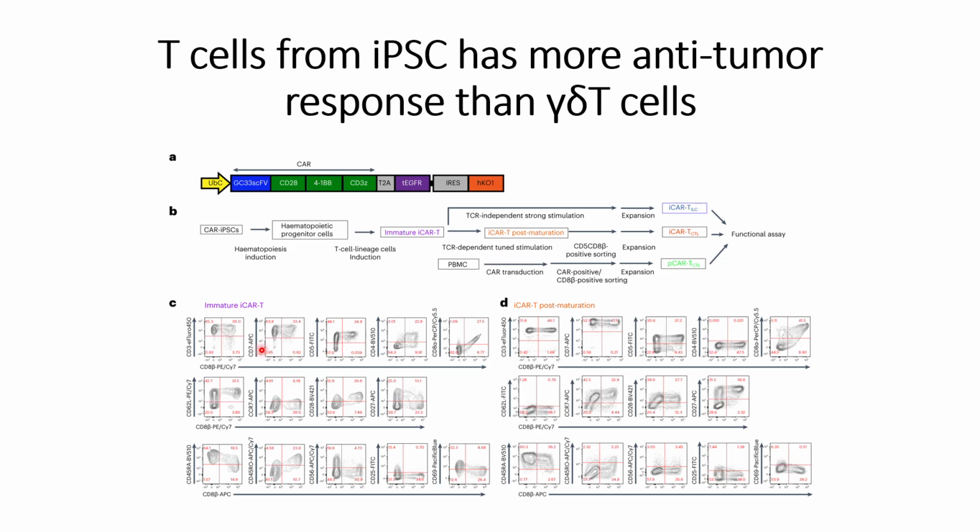Thereafter, in order to further validate the immature iCAR-T cells and the mature or post-maturation CAR-T cells, they checked different markers, that is CD3 and CD8, and they were able to see that some of the populations in mature CAR-T cells have both markers. They also checked CD7, CD8, CD5, CD8, CD4, CD8, and CD8 alpha and CD8 beta. They did similar analyses for post-maturation CAR-T cells.